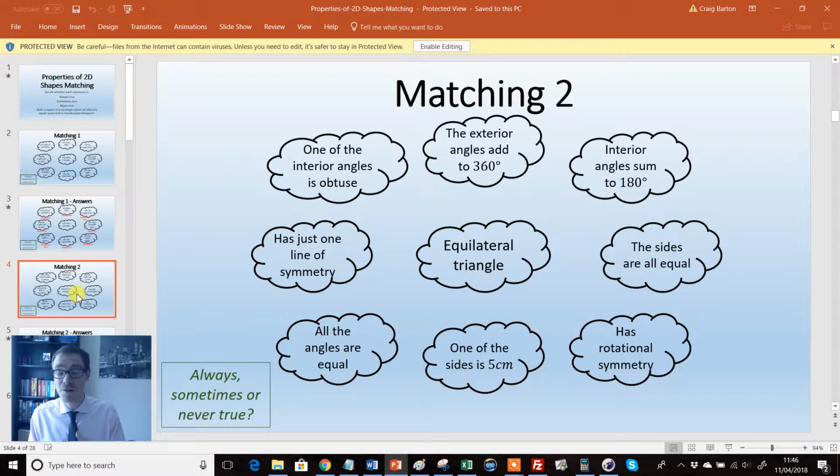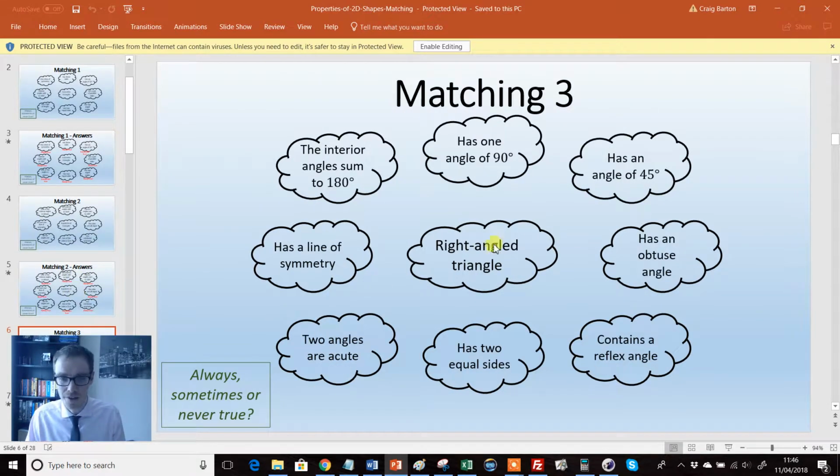But then as we move through, we get more and more shapes. So we had equilateral triangle, but the one I wanted to draw your attention to is this right angle triangle one. That's a good one. 2 angles are acute. Is that always true, sometimes true, or never true for a right angle triangle? And there's my favourite again, has a line of symmetry. Always, sometimes, never true. And when it's true, what is it about that right angle triangle that makes it true? And so on. Obtuse angle, that's an interesting one for a right angle triangle.